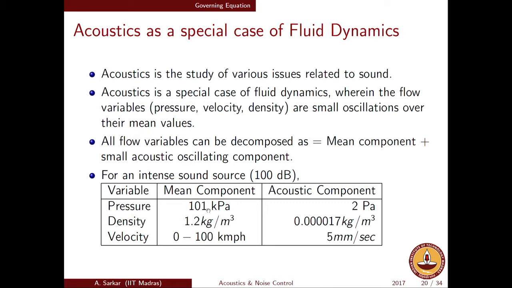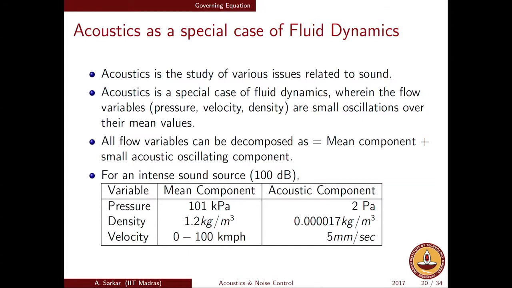If we now try to decompose the fluid dynamic variables into two parts, the mean component and acoustic component, the breakup goes in this fashion. For the fluid pressure, there is a mean pressure which is 101 kilopascal, effectively the atmospheric pressure, right. The acoustic component is just 2 Pascal, which means the ratio between the acoustic component and mean component is 2 divided by 100 into 10 to the power minus 3. It is very, very small.